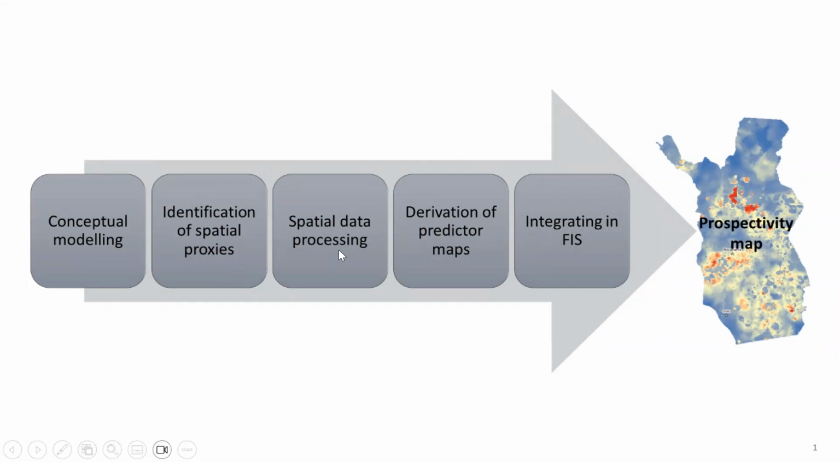This prospectivity modeling followed the conventional approach where the features were extracted manually. So there was spatial data processing involved, where we went through all the data sets that were available and manually extracted all the features, which were then integrated into an integrating algorithm to get a prospectivity map.